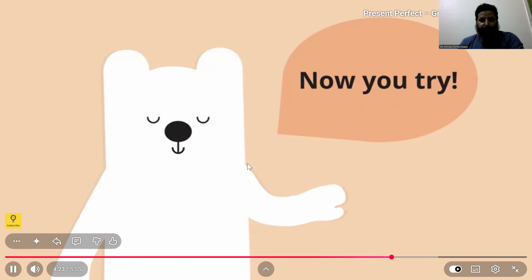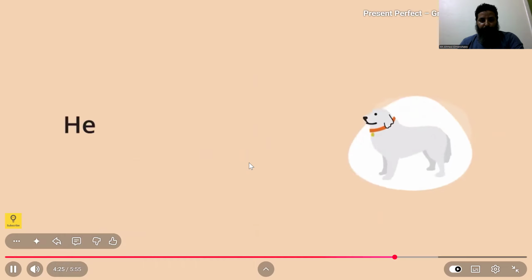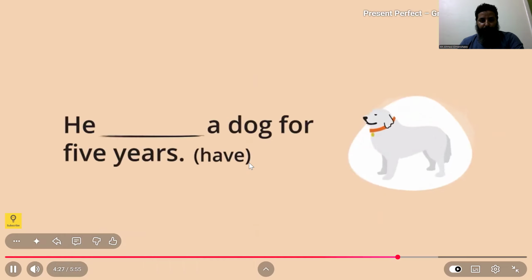Now you try. Here, he has or have, boys? So he has. Excellent, boys and girls. So he has, and the past participle of the verb have is had. So he has had a dog for 5 years.